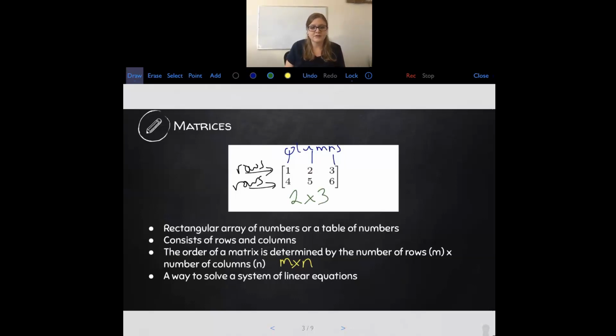And then matrices are useful because they are a way to solve a system of linear equations. So in the previous few lessons, we talked about solving a system of linear equations in 2 variables and 3 variables, and we were using substitution or elimination. Now with matrices, we'll be able to solve them using other techniques, which we'll go over in the next lessons. But in this lesson, we're just going to get acquainted with matrices.